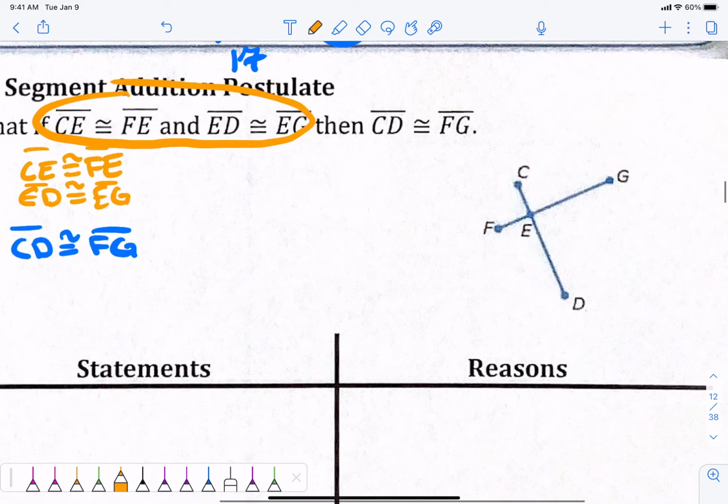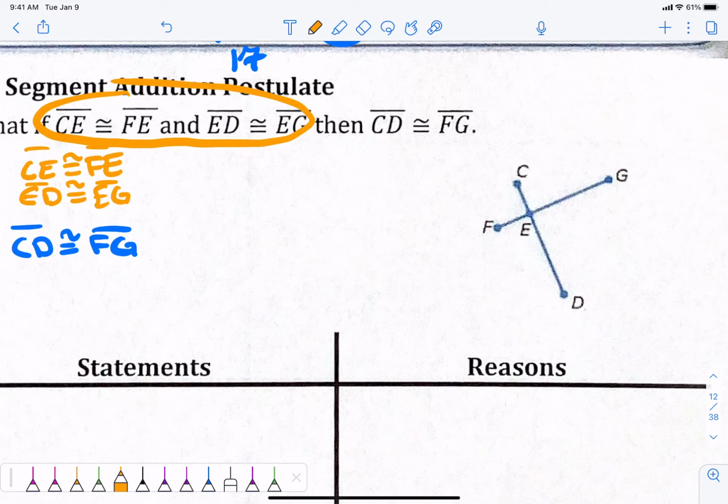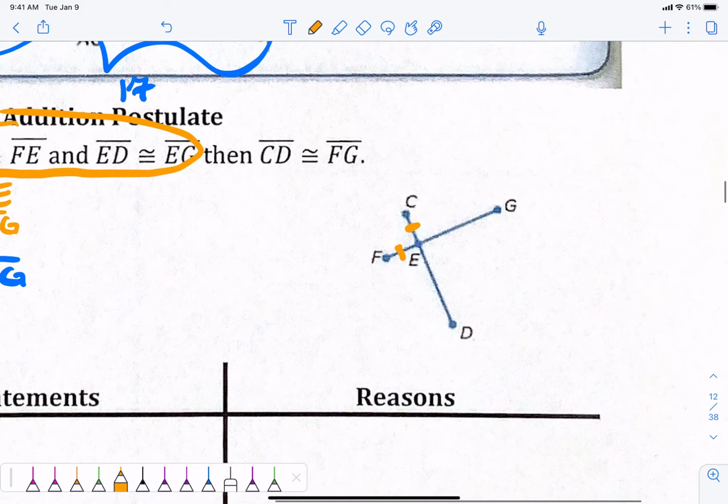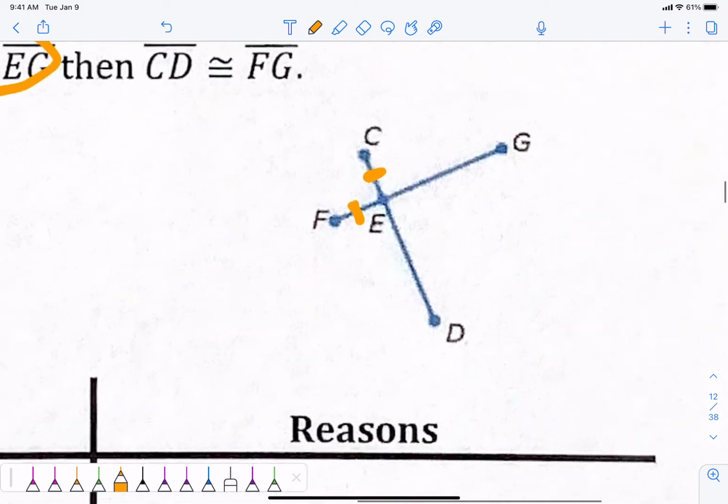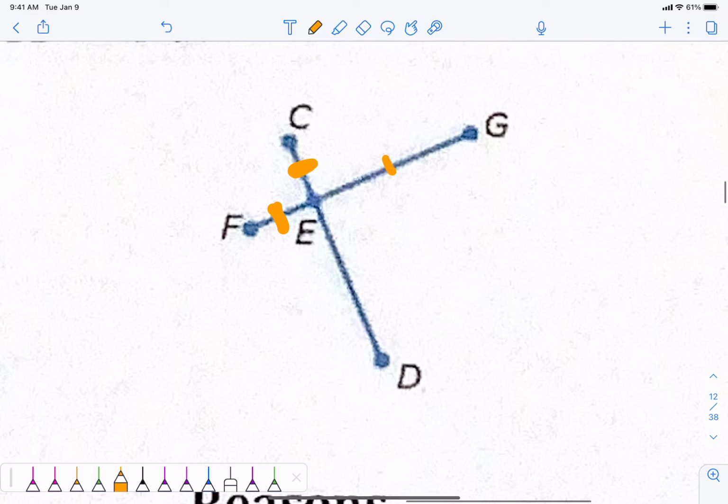Okay. All right. So they say CE is congruent to FE, and CE is this little piece right here, and FE is that little piece right there. So they're saying that those two pieces are the same, yeah? And then they also say that EG is the same as ED, but I'm going to use 2 tick marks so that you don't think that it's the same as the other little pieces, right? Okay? So those are the same, right?